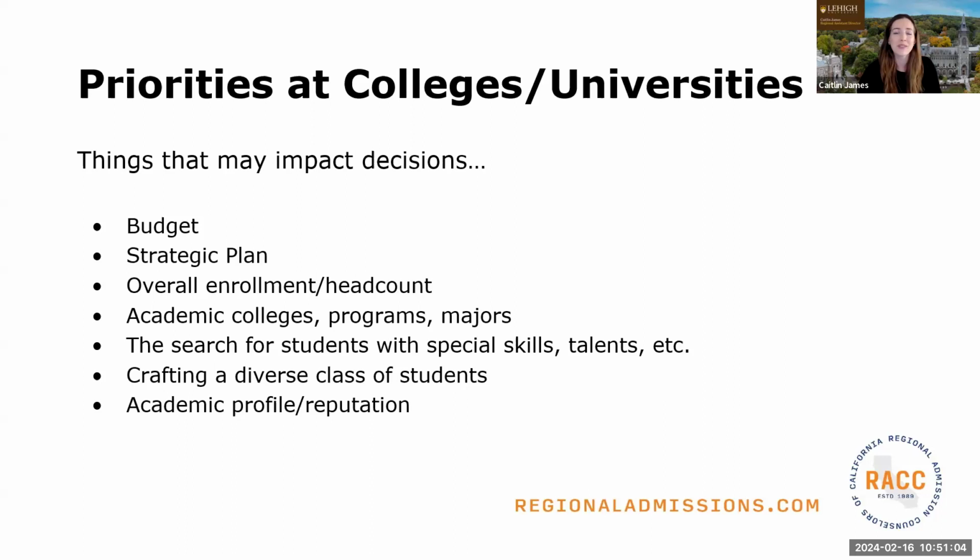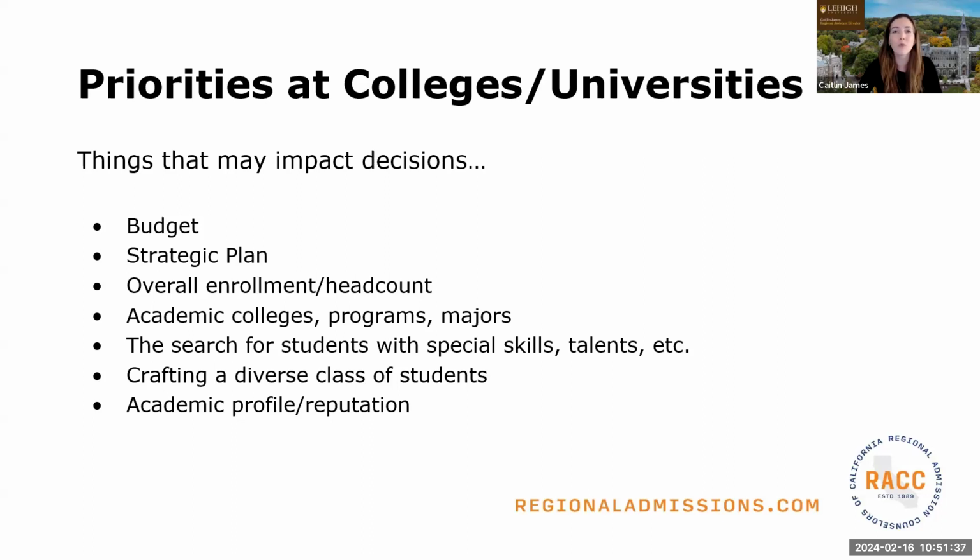Now, here's something to consider: universities are going to have different priorities. Every university, based on where they are, and whether they're public or private, might have different things they're trying to fill based on the specialties or initiatives at that particular college. Some of the things that may impact those decisions are budget: how much scholarship money can they give out to reward students, maybe from out of state, or to fund certain programs. Strategic plan: maybe they're looking to recruit more students in the state of California. Here we are. So that might be something they're considering in their plan.